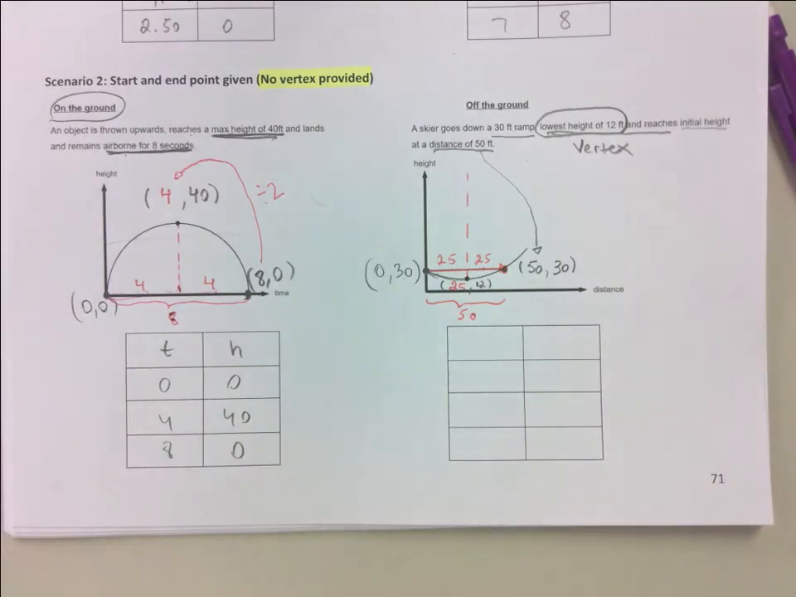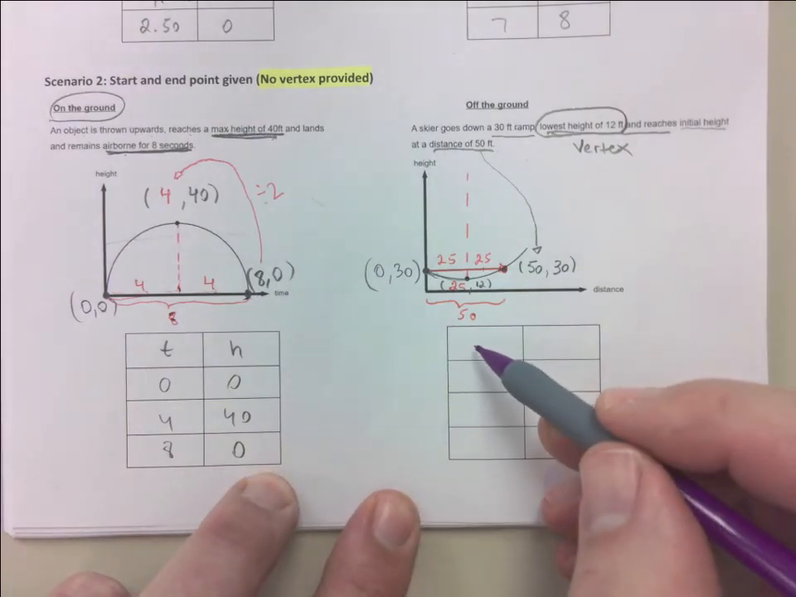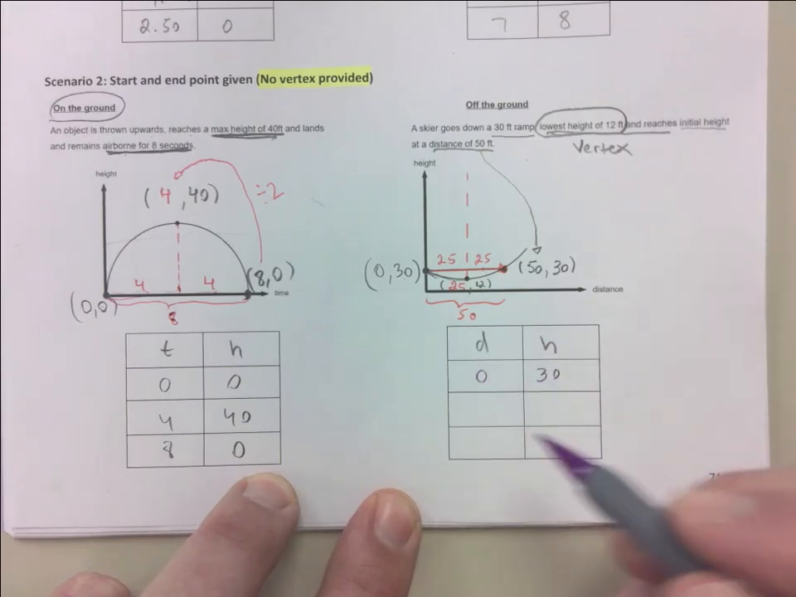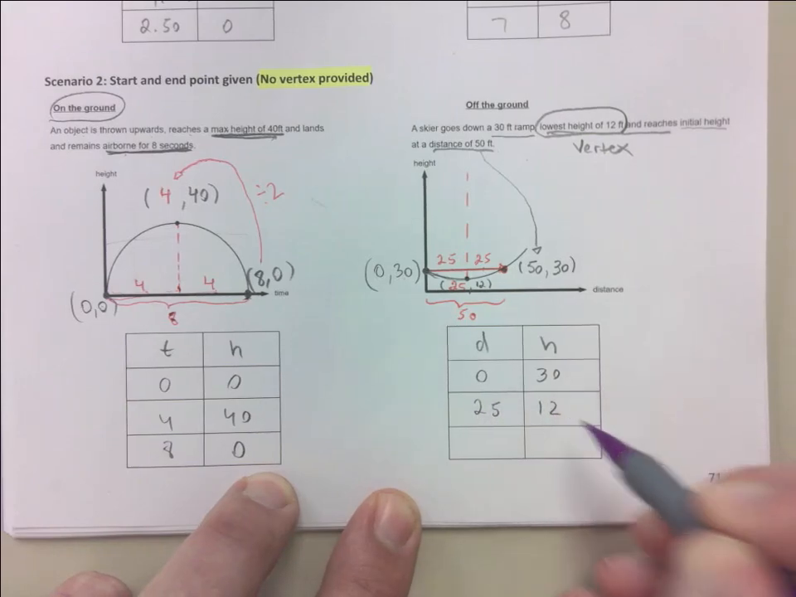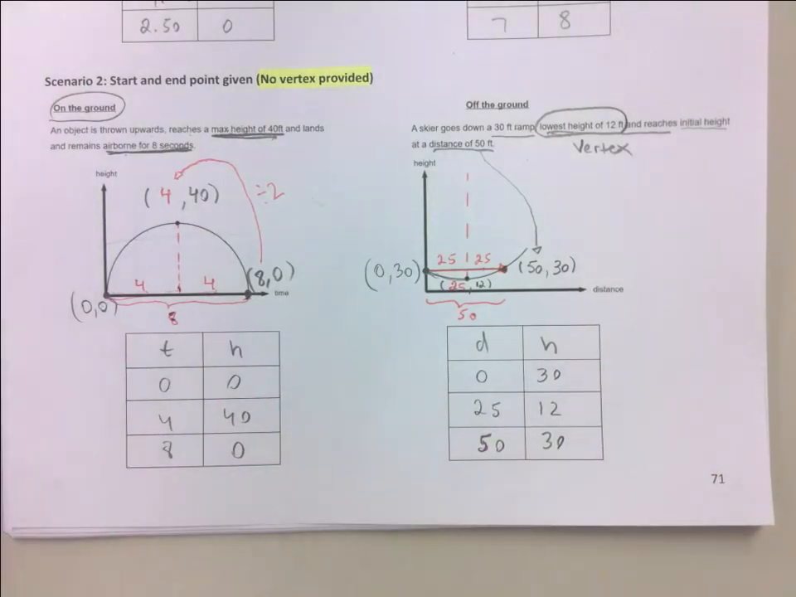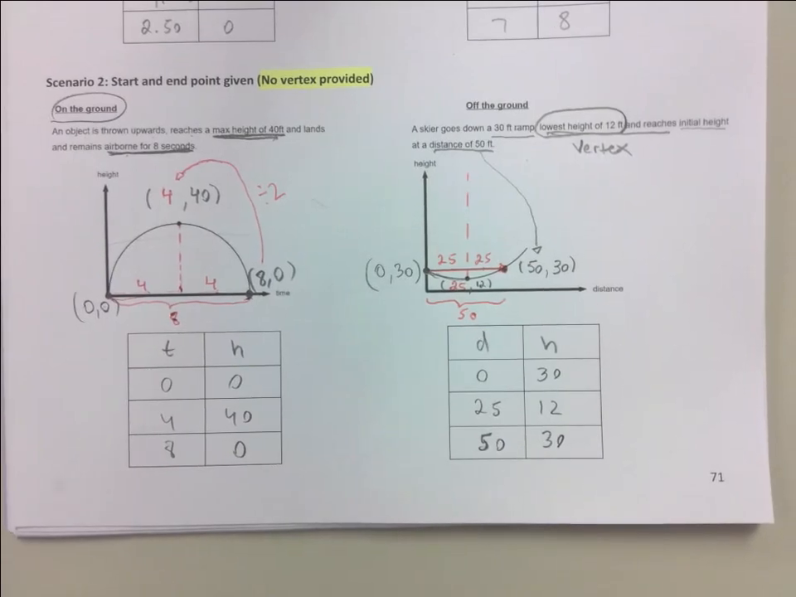It's a little cramped. Apologize for that. But here you've got distance and height. You're at 0, 30 to begin. 25, 12. 50, 30. Okay, and away you go. These are some of the scenarios, the most common ones. So don't be thinking, oh, these four take care of everything. As you practice, you'll see sometimes you have to deal with certain nuances to help you out.